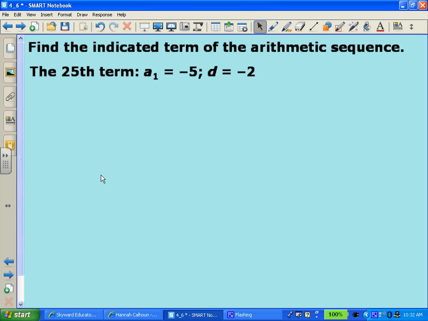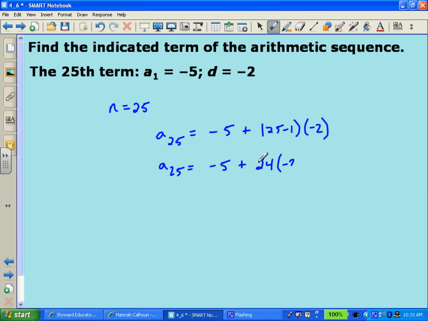They'll also give problems written like this, where instead of giving you the sequence, they just tell you the values of each of the variables in your formula. This says find the 25th term, which means n is 25. The first term is negative 5. The common difference is negative 2. So I'm going to plug that into my formula. a sub 25 equals a sub 1, which is negative 5, plus 25 minus 1 times my common difference, which is negative 2.